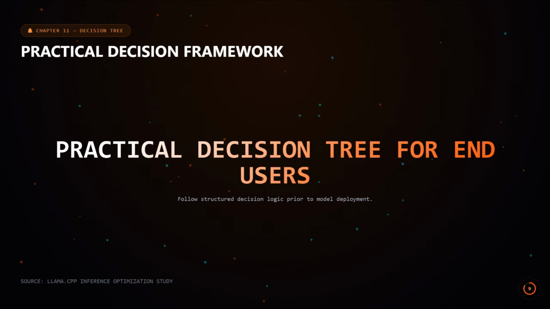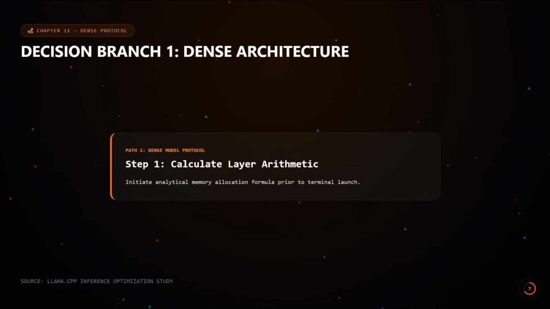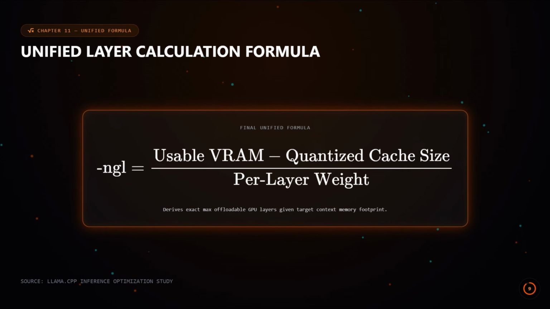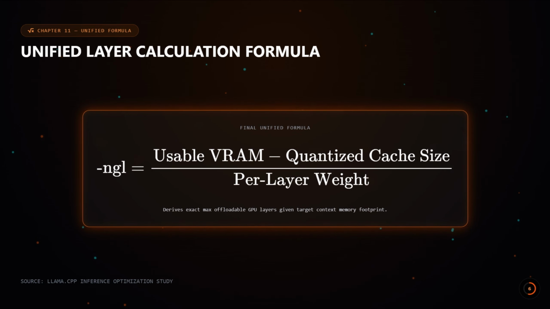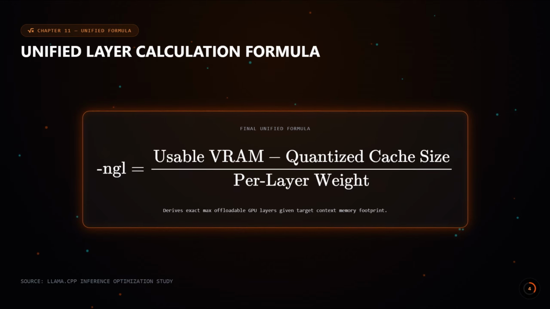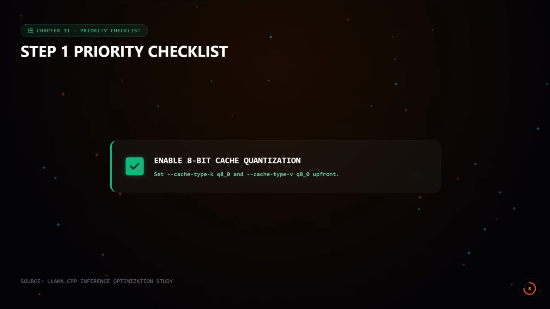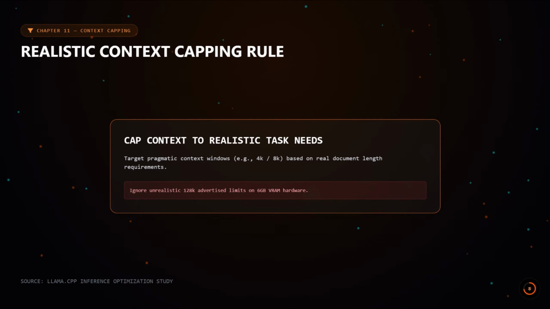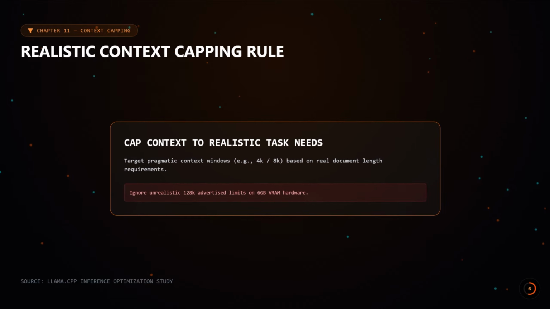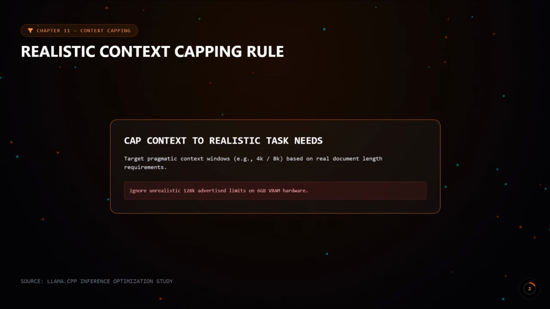Here is how I would actually decide if you are about to do this yourself. If the model is dense, start with the layer arithmetic. Take your usable VRAM, subtract your quantized cache size at your target context, divide what is left by the per layer weight, and that is your NGL number. Quantize the cache to 8-bit before you do anything else. Cap your context at whatever your task genuinely needs, not the maximum the model advertises, because that maximum was never written with a 6GB card in mind.